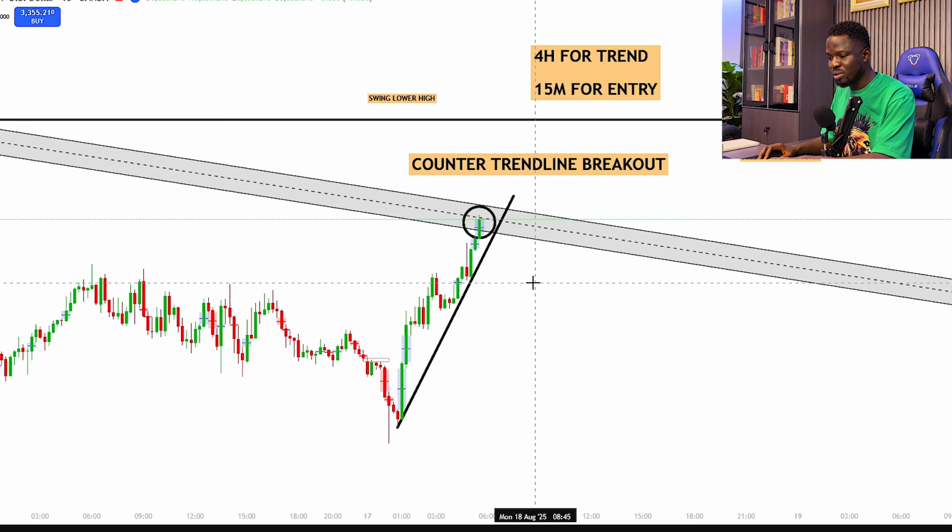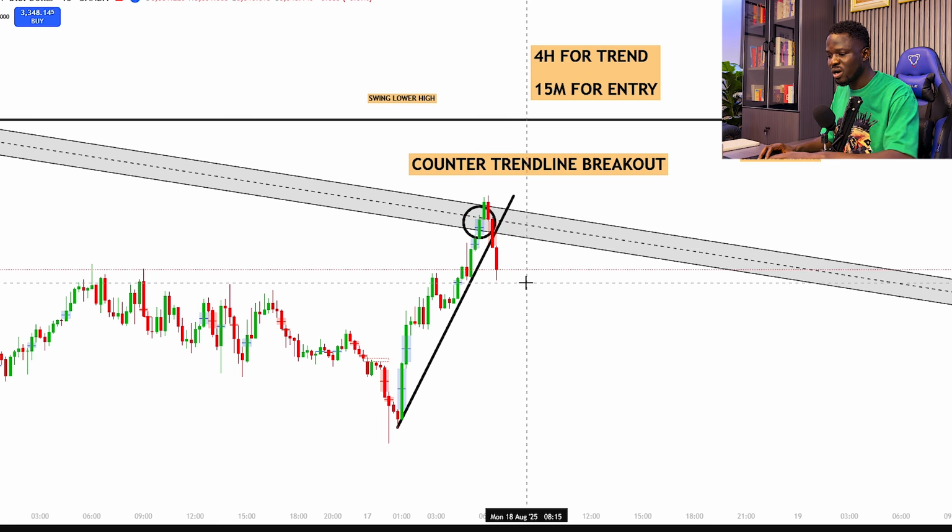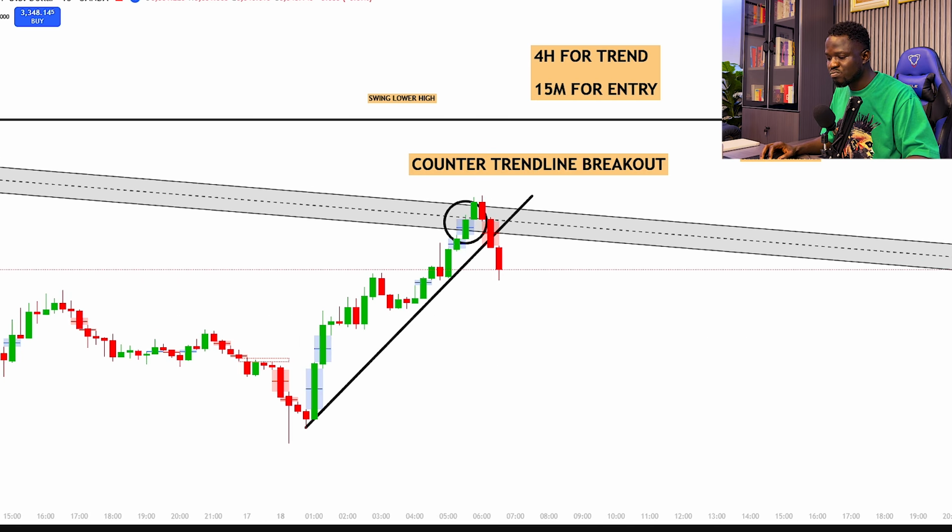So let's see what the price action will offer us. Finally, we have a major breakout of the counter trend line. So this is going to be our entry.